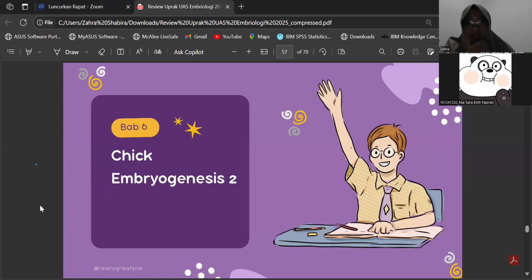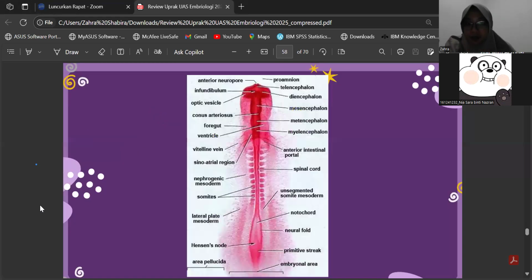Okay, this one is chick embryogenesis 2. After 24 hours, we go and learn again about the process of all developed organs inside the chick. In this phase, there are 3 parts that you're going to learn, and tomorrow you will see them in the preparat. There is a stage 33 hours, 48 hours, and also 72 hours.